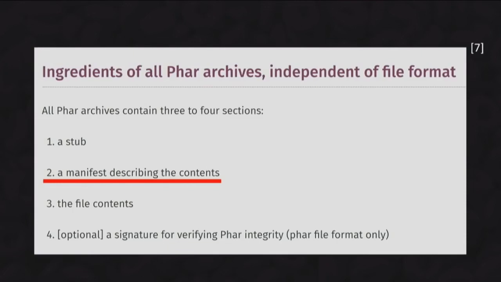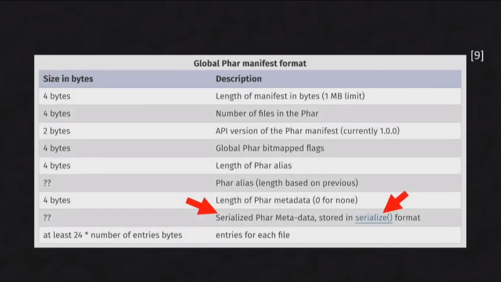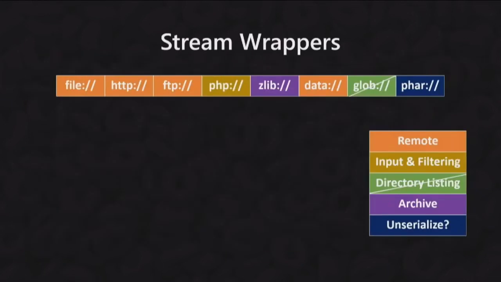But not wanting to be deterred, we look at the next element in all phar files, which is called a manifest. There's another page in the manual which lists what's in a manifest, and there was one thing which immediately grabbed my attention. A manifest can contain serialized metadata, which is serialized in the standard PHP form. So again, I tried something stupid.